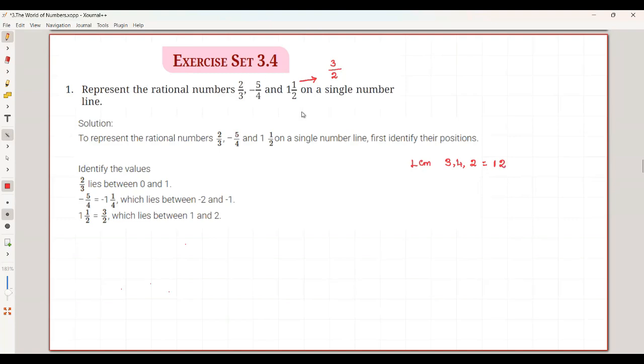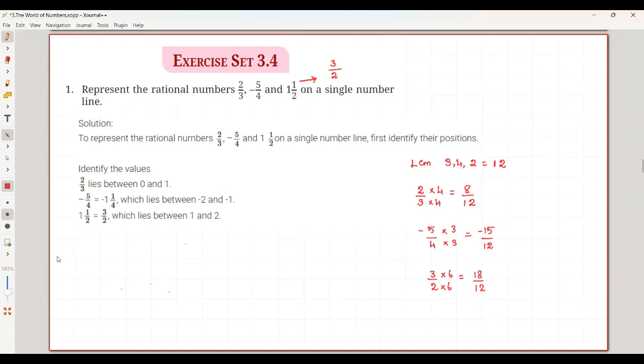Now I can write 2 by 3 with the denominator 12, and minus 5 by 4 with the denominator 12. For 2 by 3, I want to make the denominator 12. 3 fours are 12, 2 fours are 8, so I can write it as 8 by 12. Now the same for minus 5 by 4: 4 threes are 12, 5 threes are 15, so minus 15 by 12. Next one, 3 by 2: 2 sixes are 12, 3 sixes are 18, so 18 by 12. I have made all the denominators the same.